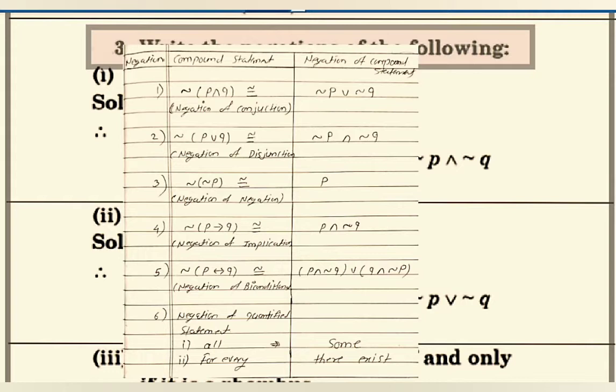And last, sixth, if the statement is a quantified statement, then its negation is as follows. If the statement has the word all, then in its negation write down some; the word all is replaced by some. And second, if the statement has the word for every, then this is replaced by there exists. Remember this table and we can solve the examples.